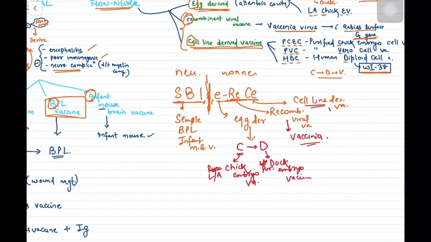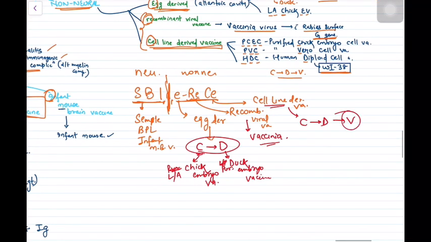Then this cell line, the same thing, C to D and then D to V, just like we did in egg derived C to D. Here we are just adding this V component. So C is again for chick embryo cell line, then D is for diploid. Mind it, this is not duck, this is diploid cell line and human diploid cell line, and this V is vero cell line. Once you know these things, you can add purified and human diploid, you can at least relate it, right?